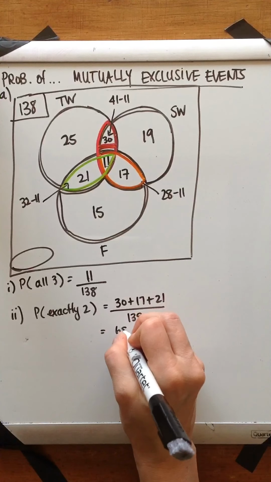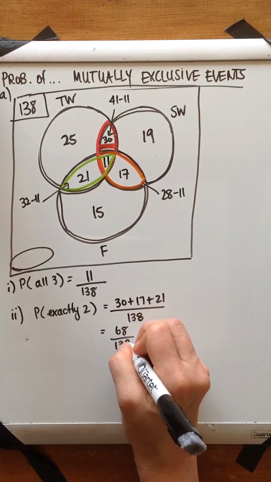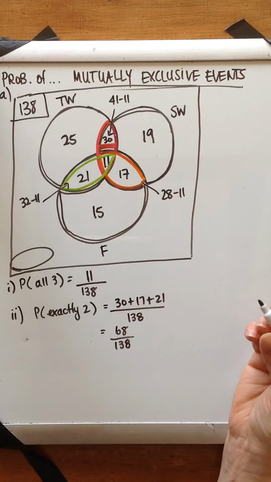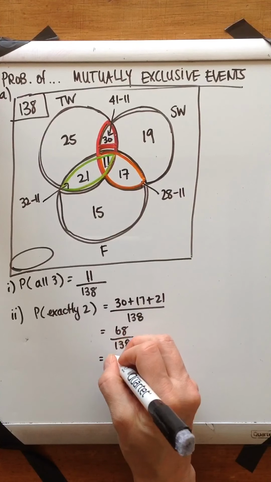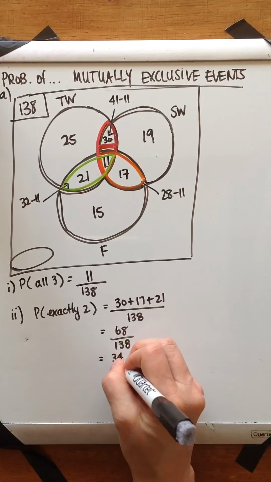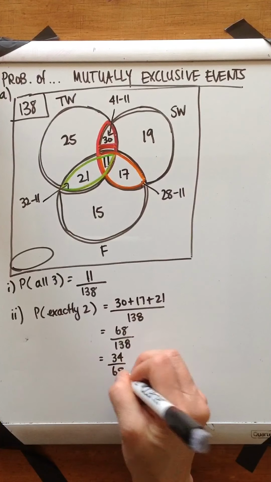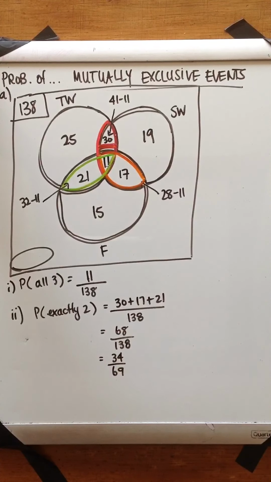That comes to 68 out of 138, which is 2 even numbers, so we know it can be reduced. When you divide by 2, you get 34 out of 69, and that's as low as the probability can be expressed as a fraction.